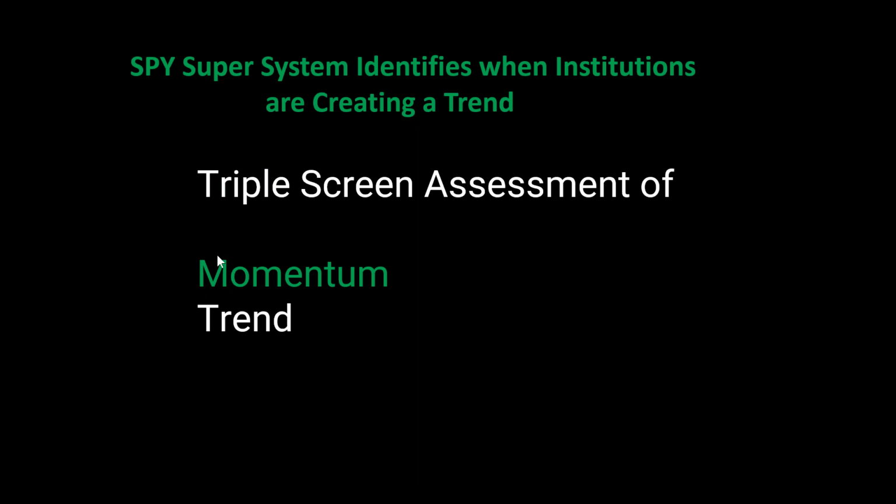Which period for triple screen assessment? The triple screen assessment on the 5-minute chart is 5, 15, and 45. And on the daily chart, it's 1, 3, and 9 days. It's looking across that. But it's important to understand what momentum is.